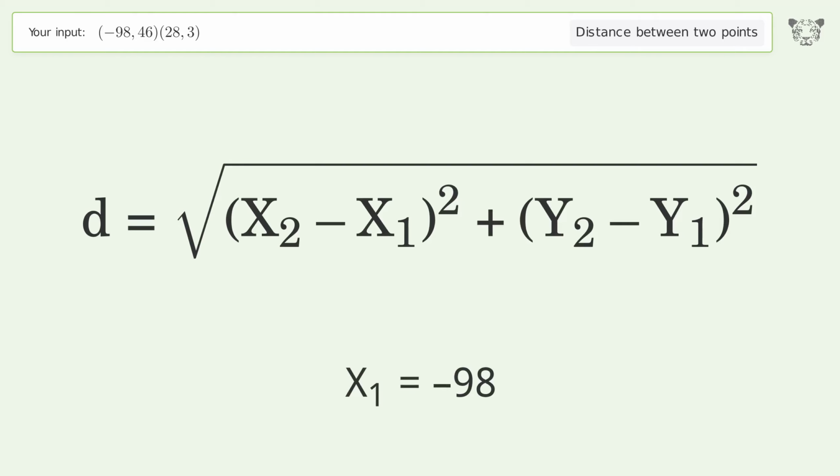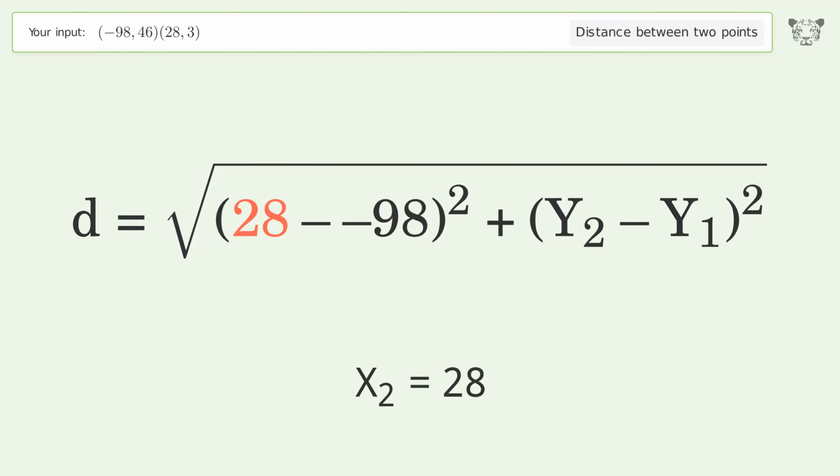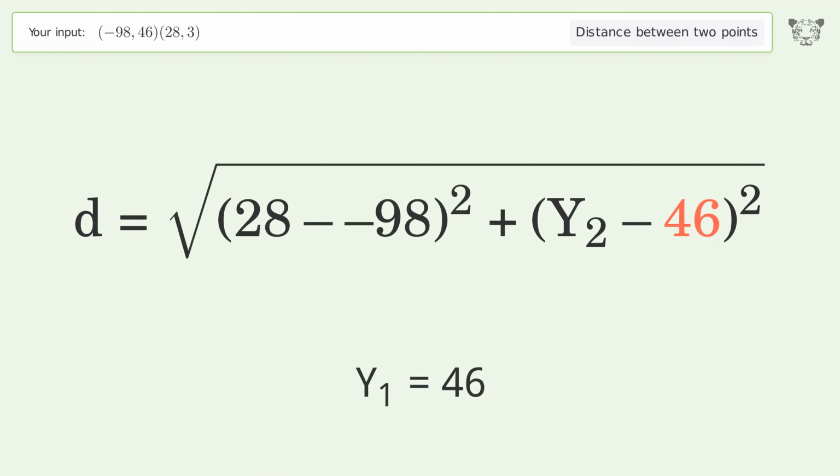x1 equals -98. x2 equals 28. y1 equals 46. y2 equals 3.